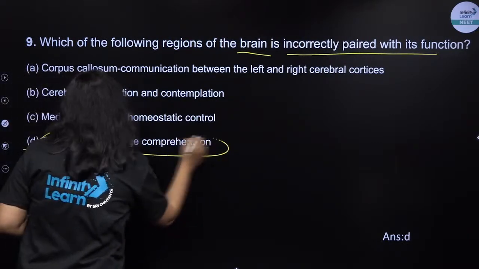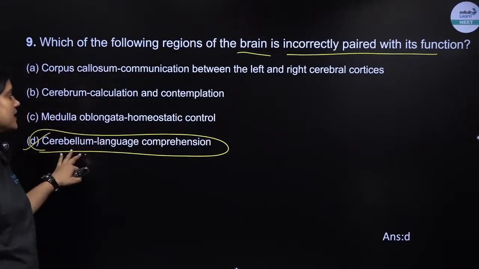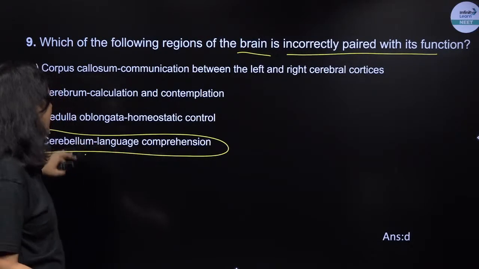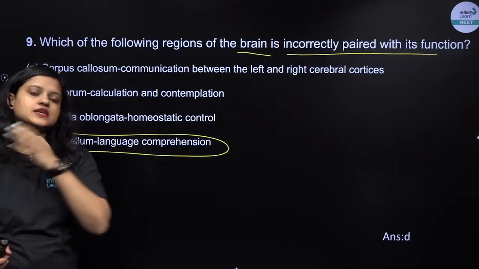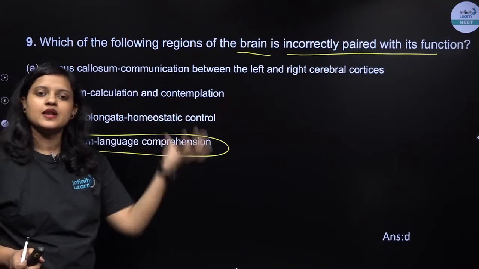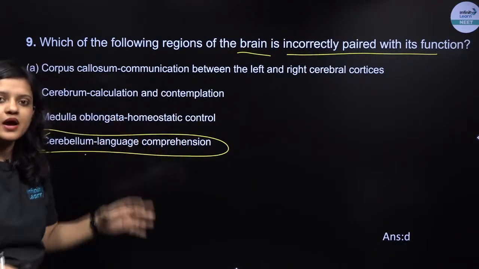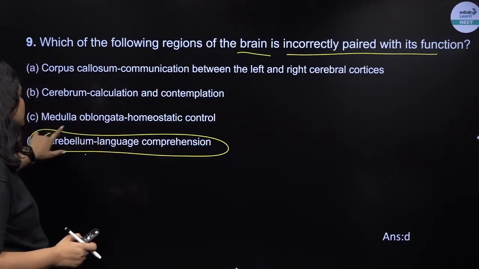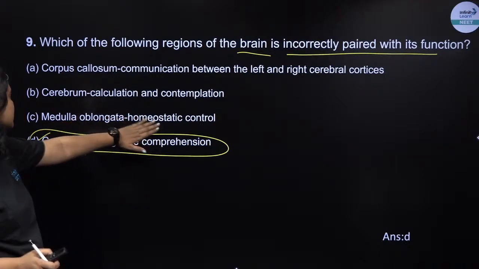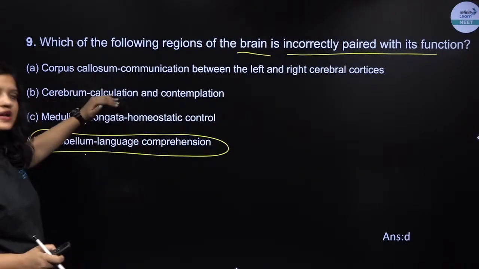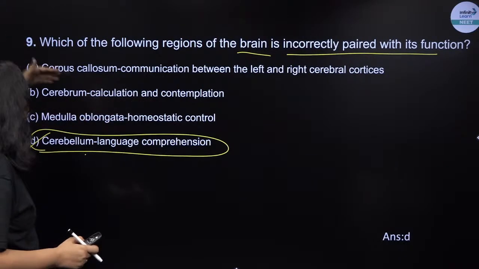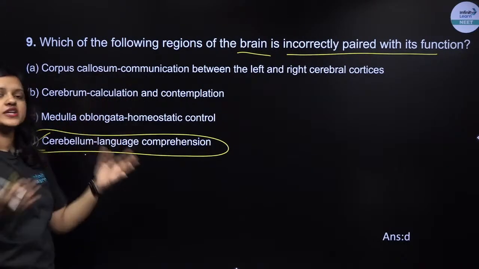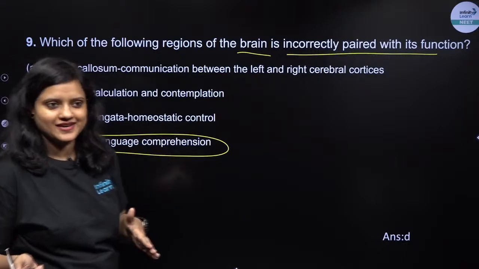Why? Because it is the incorrect statement. Cerebellum is not responsible for language comprehension. This region is located in the cerebral cortex or cerebrum, not cerebellum. So medulla oblongata will help in homeostasis, cerebrum will help in calculation and contemplation, and corpus callosum will help in communication between the left and the right brain. Okay.